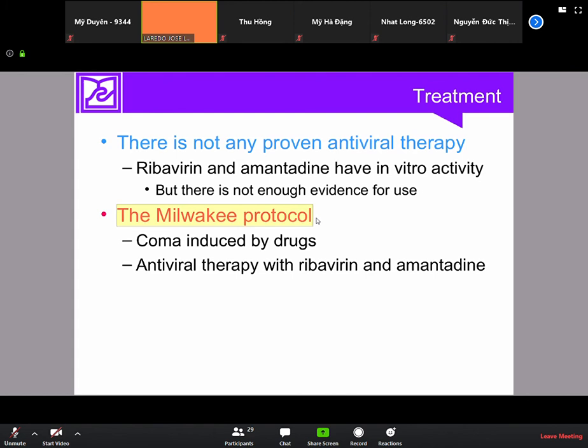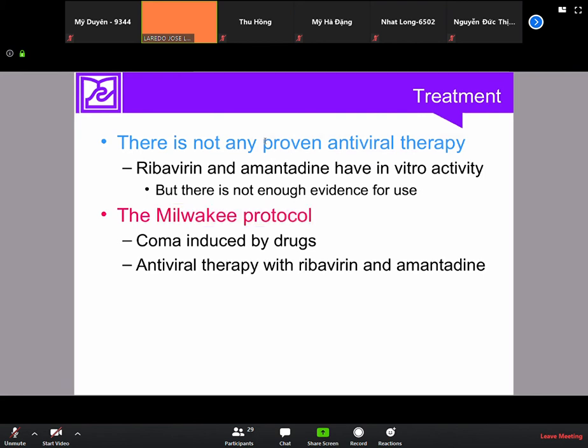About 15 years ago, a girl, I think 14 or 15 years old, suffered rabies, and she was treated with a combination of drugs. She was treated with ribavirin, amantadine, and phenobarbital to induce coma, and she survived. And that's very uncommon. Currently, as I told you before, very few patients have survived rabies, just 10 patients. So the Milwaukee Protocol is a combination of drugs that has saved the life of very, very few patients.